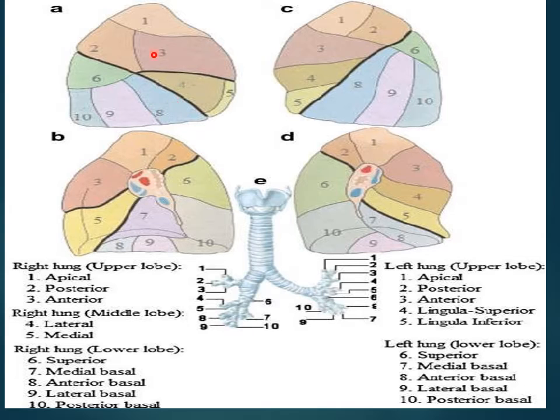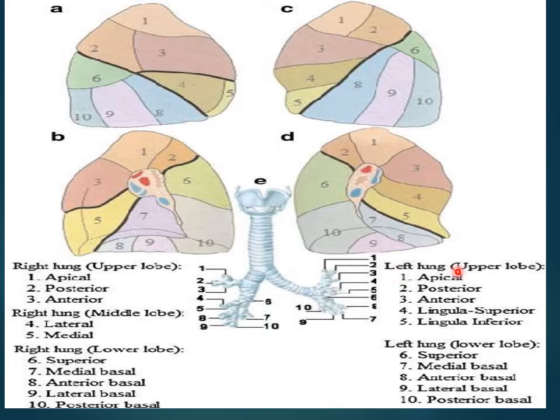This shows the diagrammatic representation of the bronchopulmonary segments in both right and left lungs. In the right lung, the upper lobe contains the apical, posterior, and anterior segments, while the middle lobe contains the lateral and medial segments. The lower lobe has superior, medial basal, anterior basal, lateral basal, and posterior basal segments. The name basal is given on the basis of the area around the base of the lung.